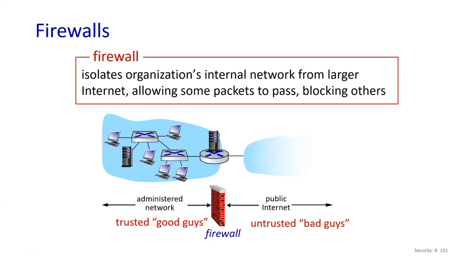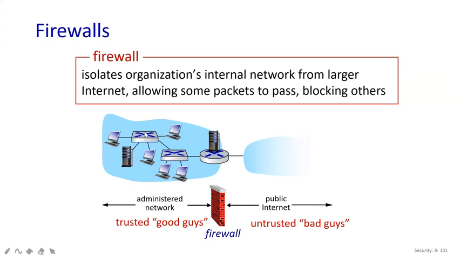If we block other packets, then only we can pass the packets whatever we want to pass between our public channels. Here you can see a diagram. On one side is your administered network, and on the other side is your public internet. The administered network side is a trusted network, but the public internet side is an untrusted network.